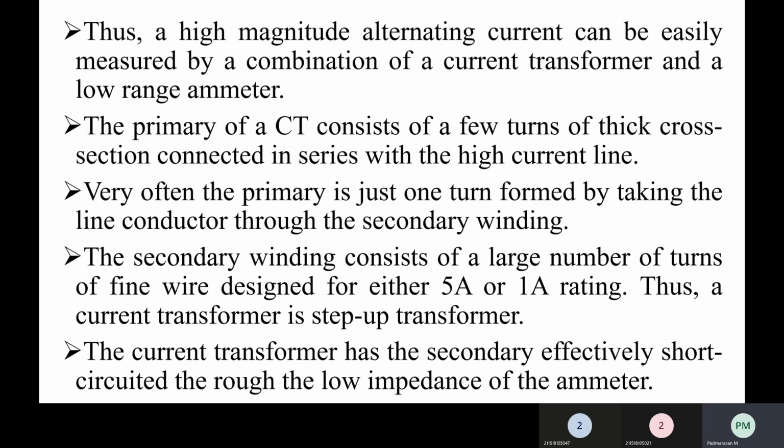Here the primary of the current transformer consists of a few turns of thick cross section connected in series with the high current line. Very often the primary is just one turn formed by taking the line conductor through the secondary winding. The secondary winding consists of a large number of turns of fine wire designed for either 5 amps or 1 amp rating. So a current transformer is a step-up transformer. The current transformer has its secondary effectively short circuited by the low impedance of the ammeter.